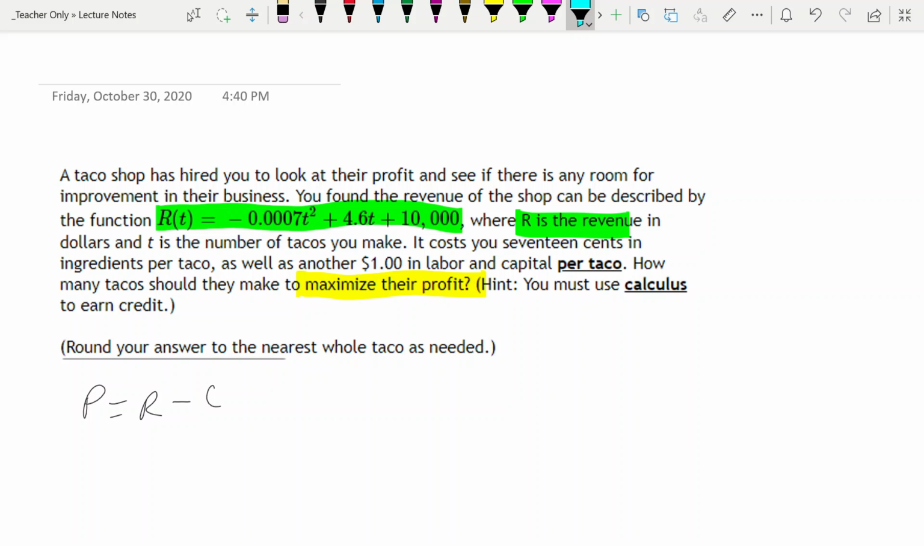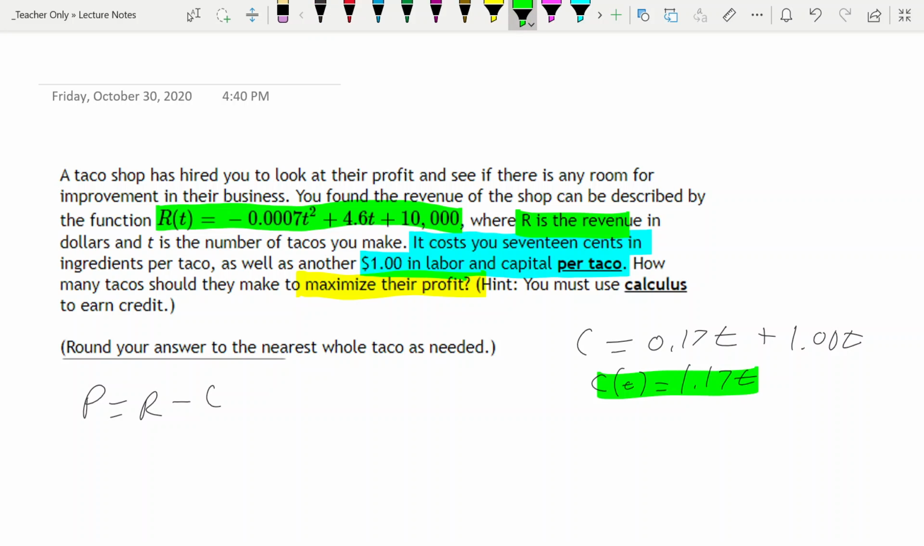I'm going to search the problem again, looking for cost. And they say, oh, here we go. It costs us 17 cents in ingredients per taco and another $1 in labor. Okay, so what is my cost? The labor is labor and capital per taco. So how much is it costing me to make a taco? Well, my cost is 17 cents per taco, where T is the number of tacos being made, and also an additional $1 per taco. So those things go together, and I could use function notation, C of T would be $1.17 per taco.